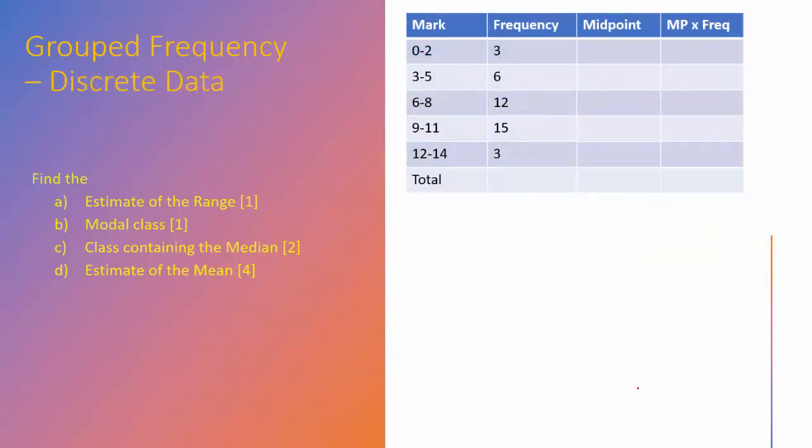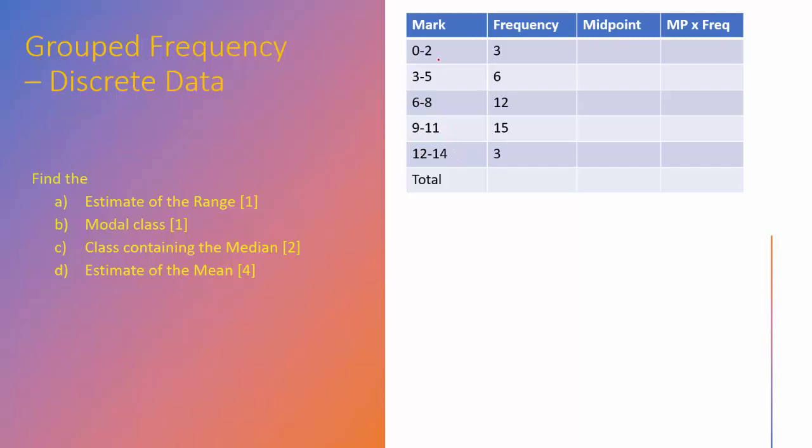Now we're going to look at a grouped frequency table with discrete data this time. We have the number of marks scored by students when doing a test. So the marks were 0 to 2, 3 to 5, 6 to 8, 9 to 11 and 12 to 14.